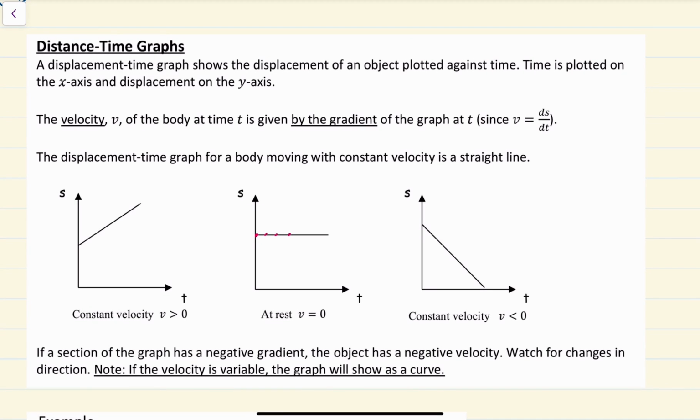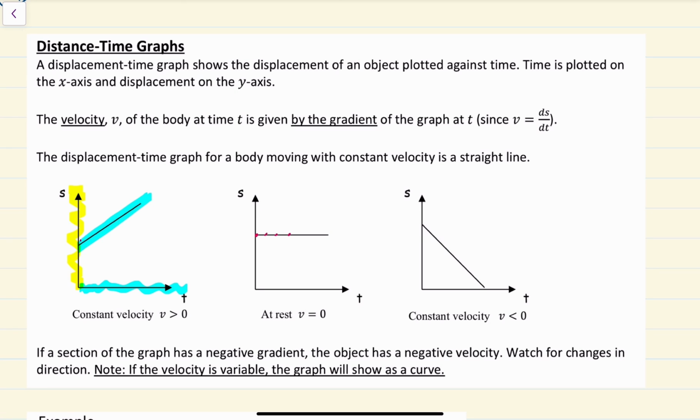We're going to look at distance time graphs or displacement time graphs. For a distance time graph, your displacement or your distance is on the vertical and your time is on the horizontal. A straight diagonal line represents a constant velocity, and velocity is given by the gradient.